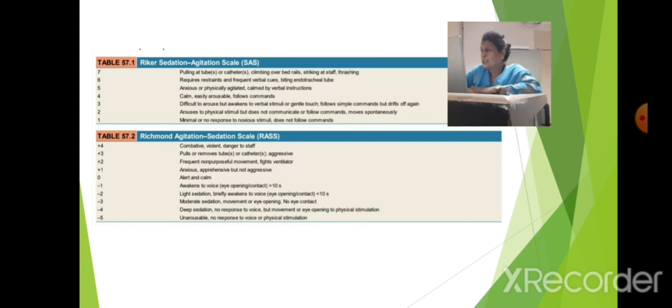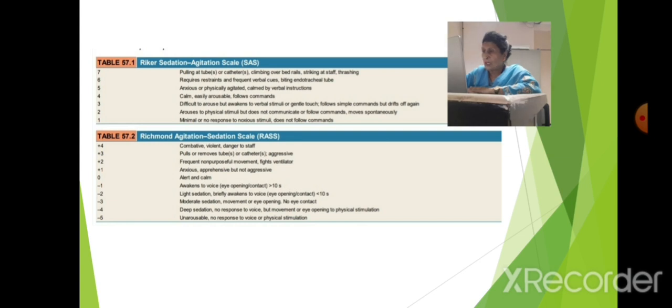Richmond Agitation Sedation Scale, RASS. +4: combative, violent, dangerous to the staff. +3: pulls off or removes tubes, catheters, even the RT tube, IV fluids, or especially the Foley's catheter, and is aggressive. +2: frequent non-purposeful movement, fights with the ventilator, tries to pull out the tube. +1: anxious, apprehensive but not aggressive. 0: alert and calm, follows all commands and does whatever is asked.